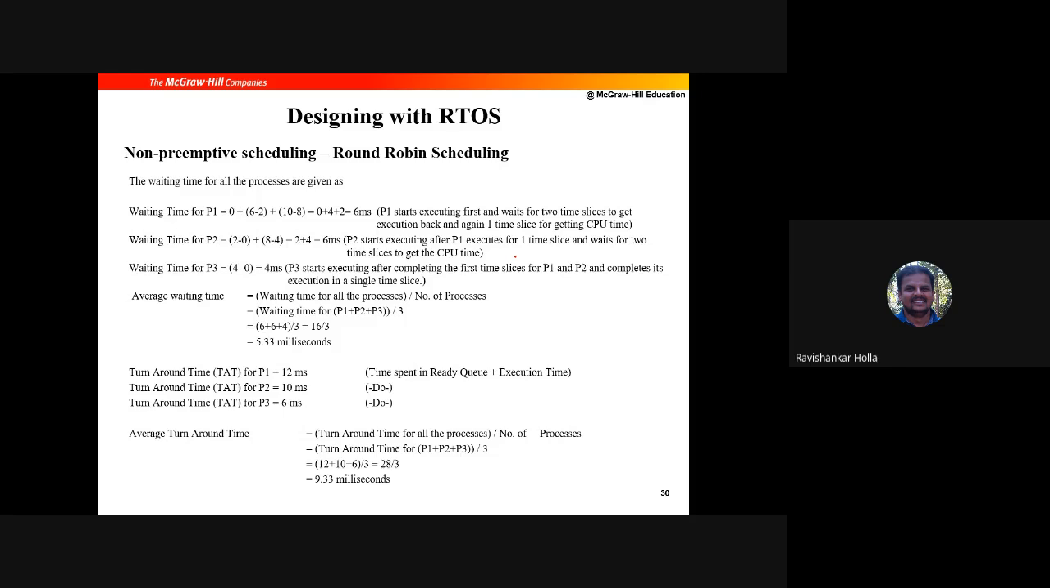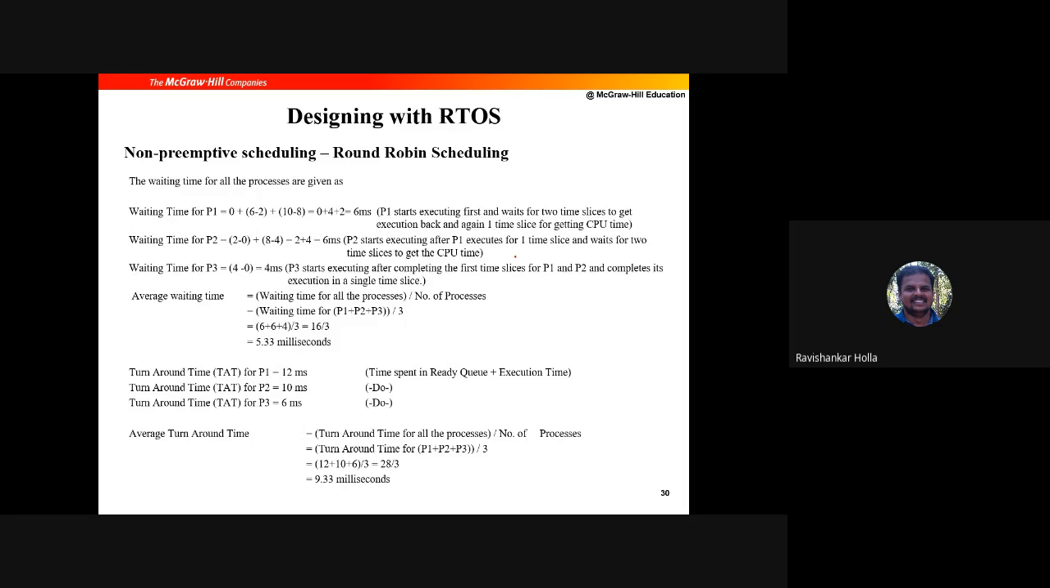So you can take the same numbers as yesterday and again check for this round robin, and you can tell in the group whether the average waiting time and average turnaround time improves or becomes worse. You can just have this solved. Tomorrow in the class we can discuss it. Hope you got to know the assignment properly.